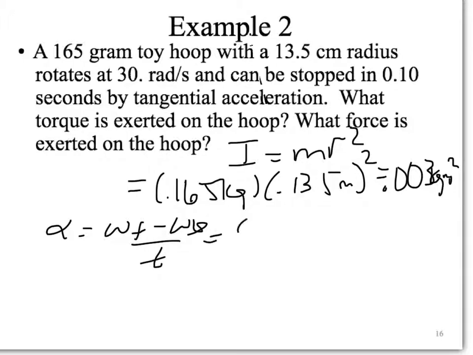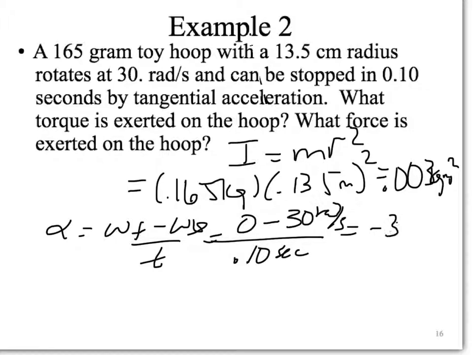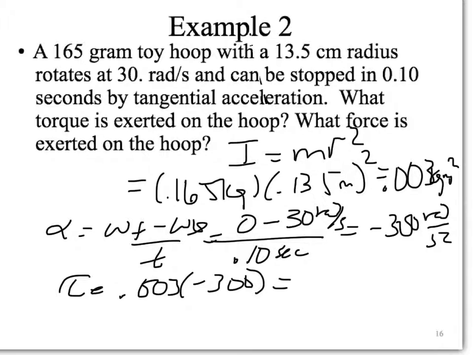Okay, and then sometimes we have to go back and use some angular kinematics. And so it's going to stop, but it was going at 30 radians per second, and it's going to stop in 0.1 second. And so your angular acceleration is going to be negative 300 radians per second squared. Then your torque is going to equal your I times your alpha. And you're going to get negative 0.900 Newton meters of torque.